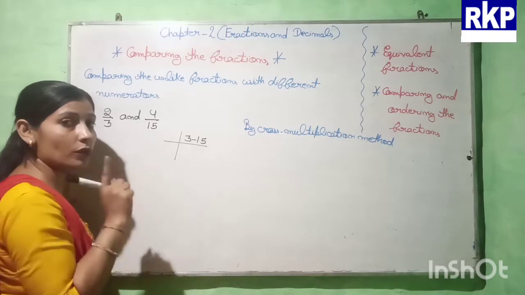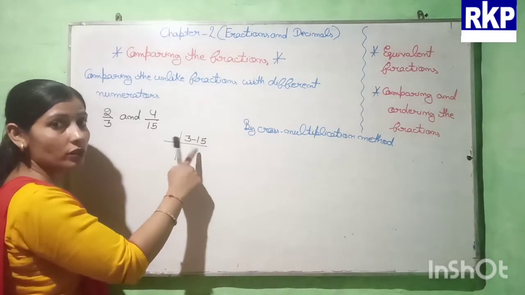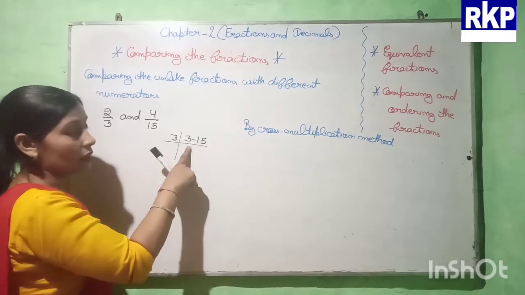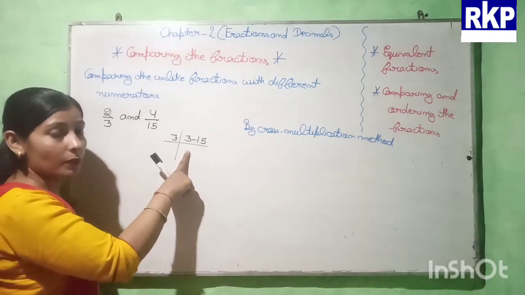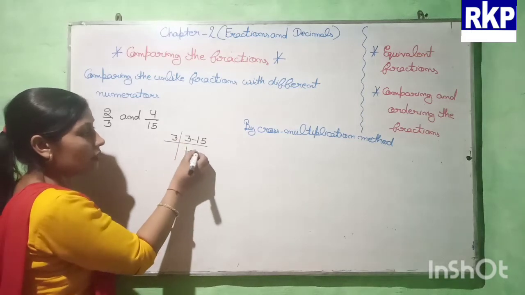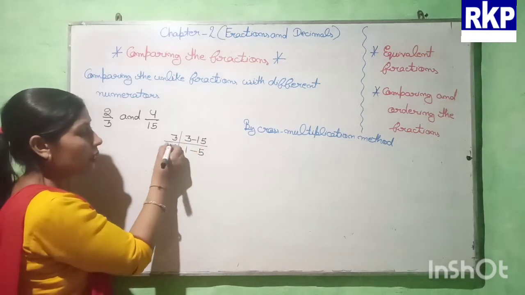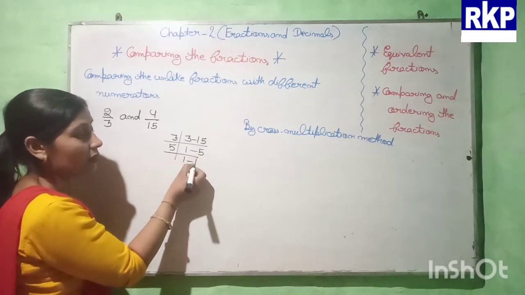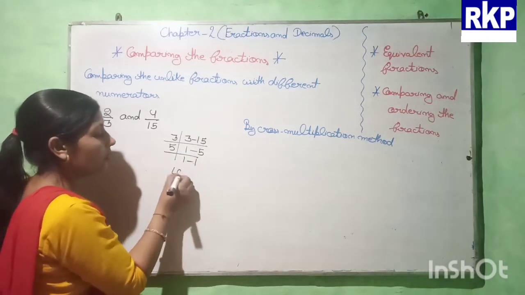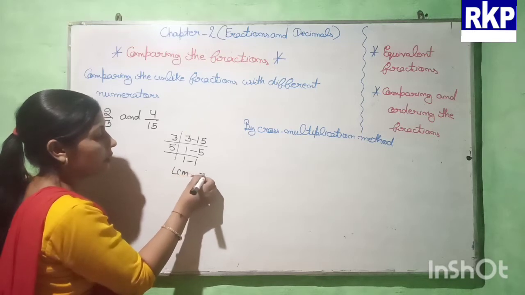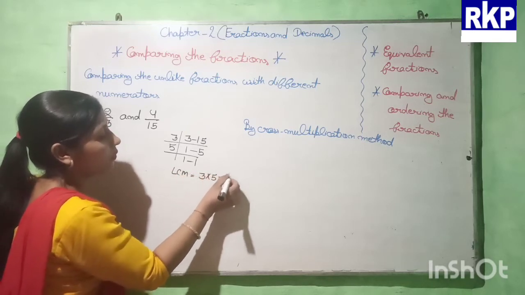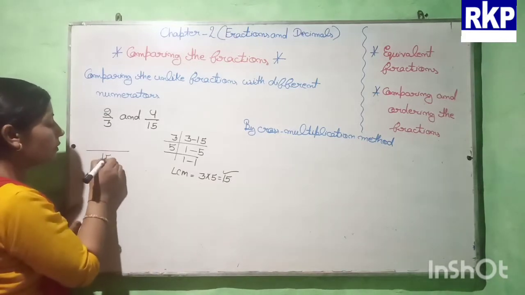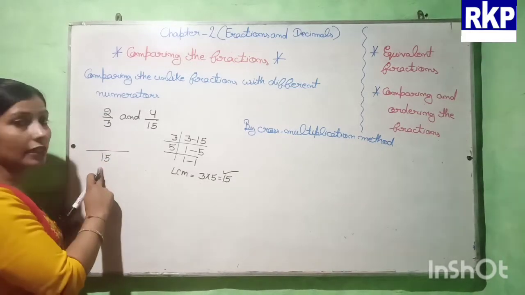So first of all we have to divide both numbers by a prime number. Here 3 is already a prime number. So 3 ones are 3 and 3 fives are 15. Here 1 as it is, and 5 ones are 5. So here we will write the LCM: 3 multiply 5, 15 will be the LCM. Now we write the LCM, and that is 15.